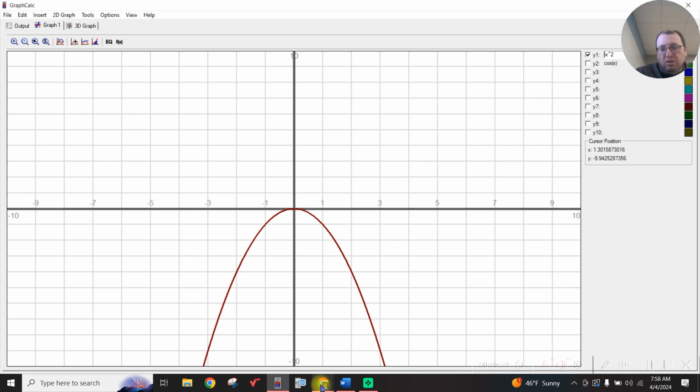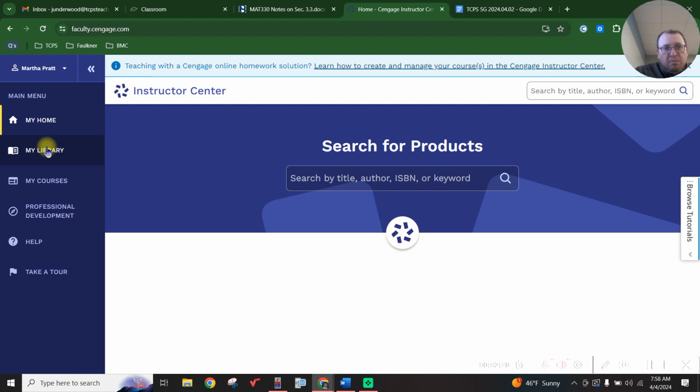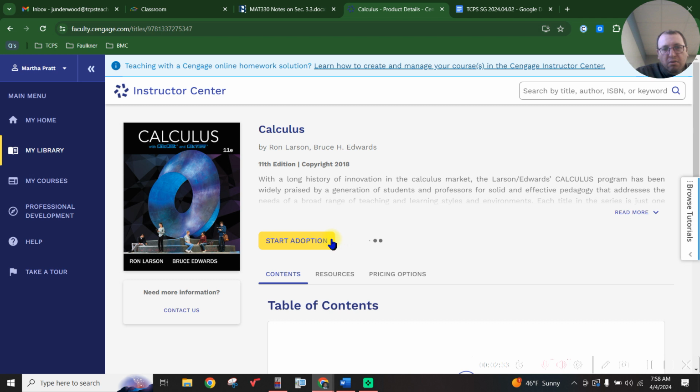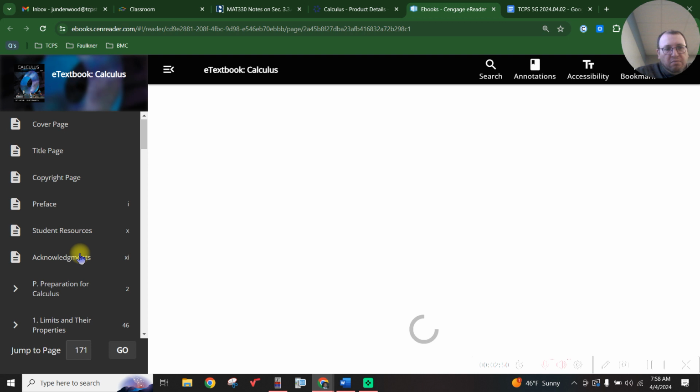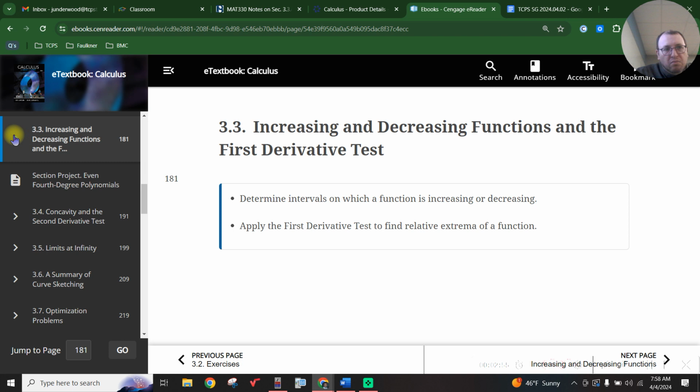So let's pull up our book. Access the ebook. And let's look at some examples of finding increasing and decreasing intervals. We're in section 3.3. Look at the exercises for it.